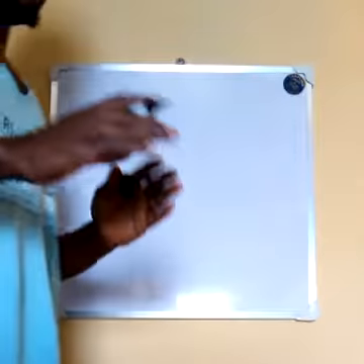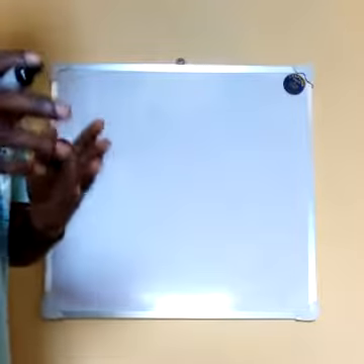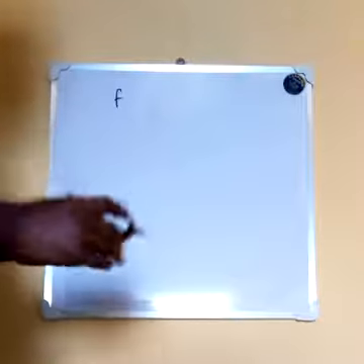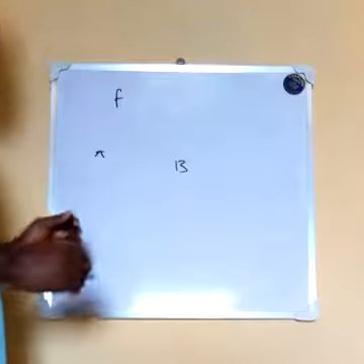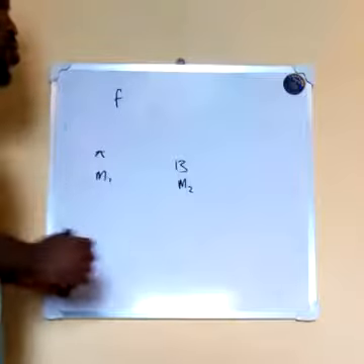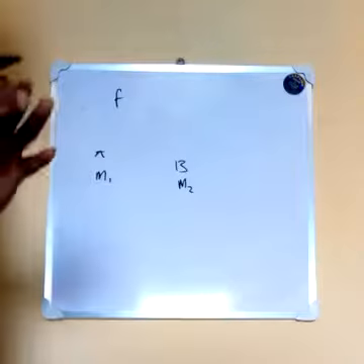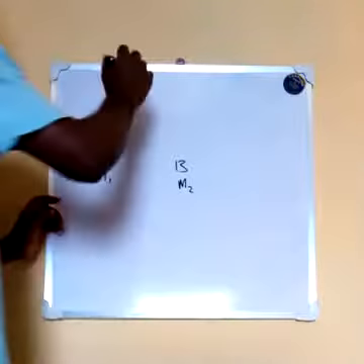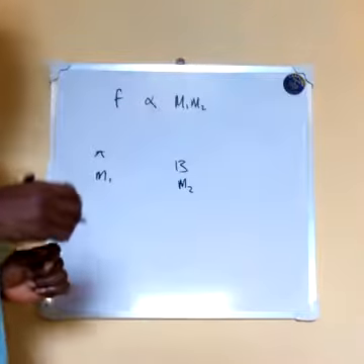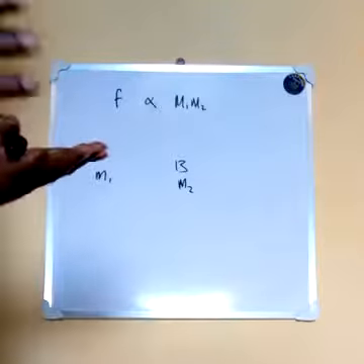So, Newton's law of universal gravitation states that the force of attraction between two bodies, let me say body A and body B. Body A must have a mass, which is m1, and body B must have a mass, which is m2. So the force of attraction between these two bodies is directly proportional to the product of their masses, m1 times m2, and inversely proportional to the square of the distance separating them.